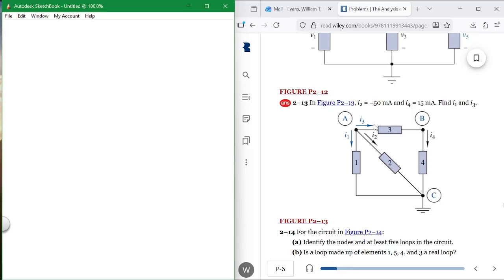So this one is, all right, I2 is minus 50 milliamps, and I4 is 15 milliamps. Find I1 and I3. So you can say I1 plus I2 plus I3 equals 0, right?